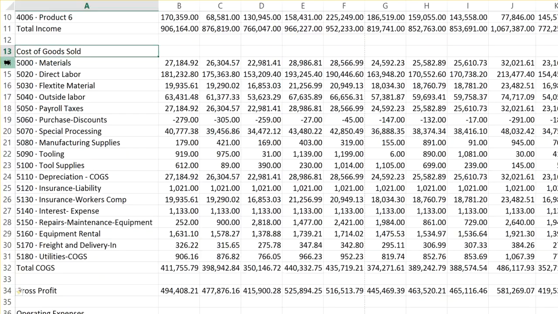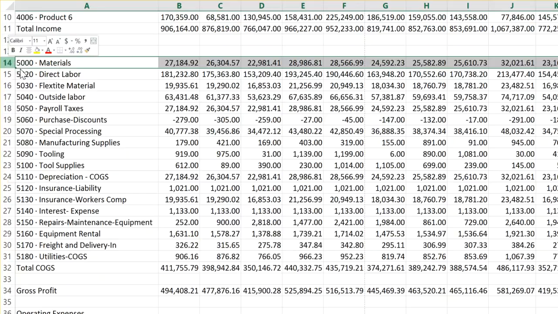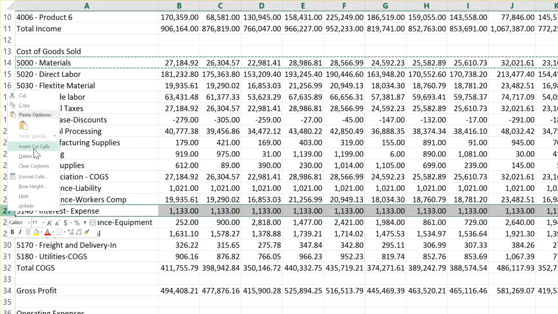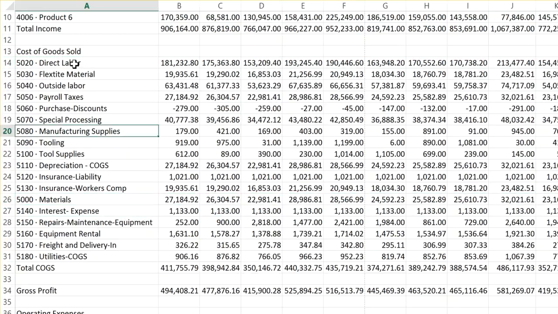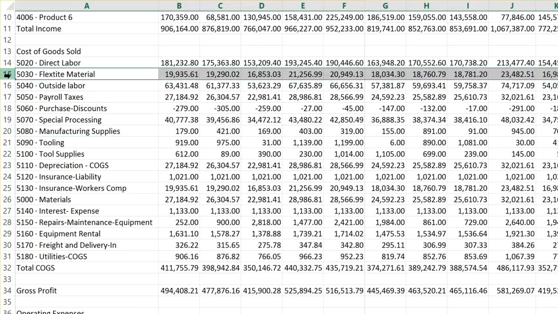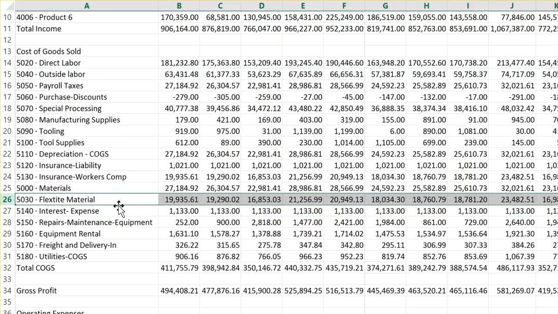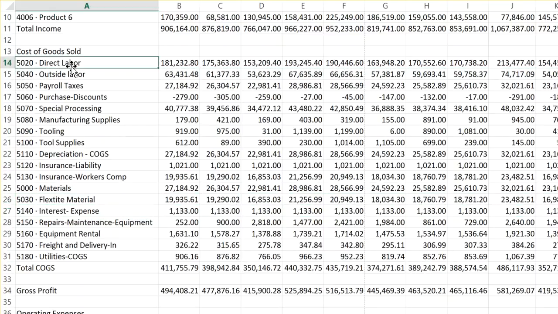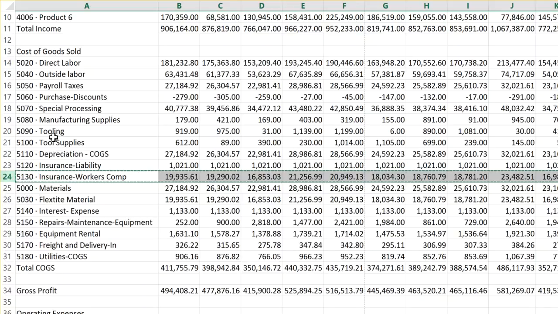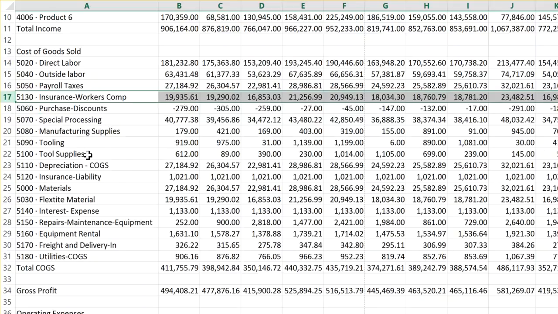So the first thing I'm going to do is take my materials out of here. It doesn't really matter, I'll just put them over here to get them out of the way. Then I'm going to put all of my labor together: labor, outside labor, payroll taxes, which is labor related. Again, workers' comp is labor related. I want to put it there, but that's where they want it, and that's fine. So I'm going to put that here.